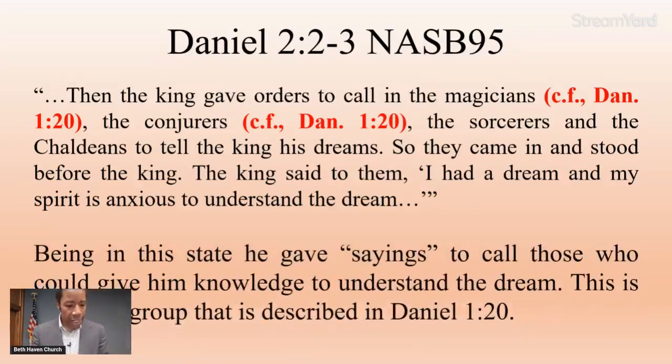So being in this state, he gave orders to call those who could give him knowledge to understand this dream. And he calls 4 individuals, right? Magicians, conjurers, sorcerers, and the Chaldeans. We're going to look at 3 particular individuals here. This is where we take a cultural detour because these are the same words that are used in Daniel chapter 1, specifically magicians and conjurers. Okay?